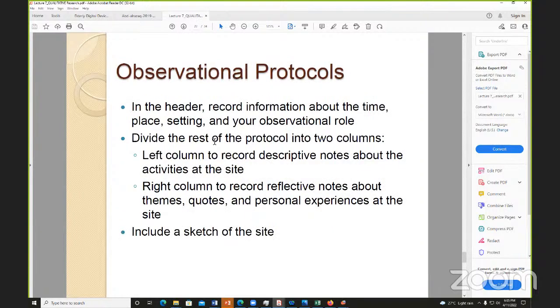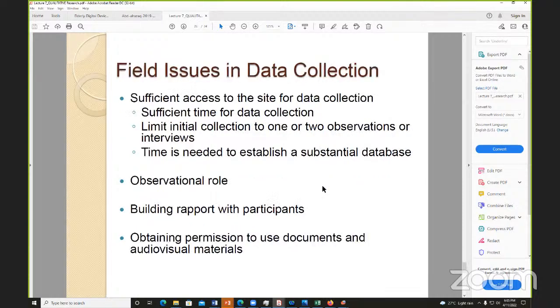And with observations, you also have a heading, and then you have two columns: a left column, which has the descriptive notes, and the right column where you have the reflective notes. And you also sketch the site.